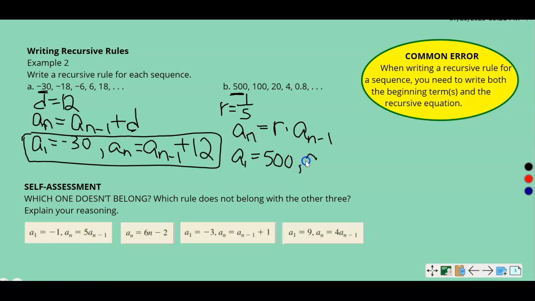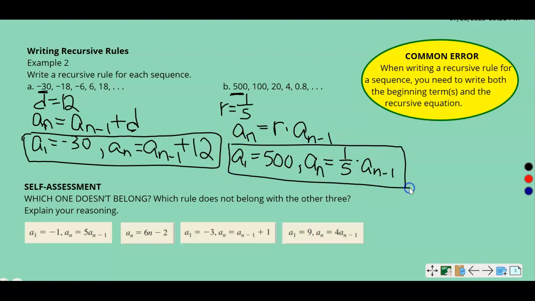And a sub n equals our common ratio, in this case 1/5, times our previous term. A sub n minus 1 just represents our previous term, because if I plugged in 2 minus 1, that becomes 1. We could take our first term, plug that in, and get our answer for our second term. All right, so that is our rule for a geometric sequence.